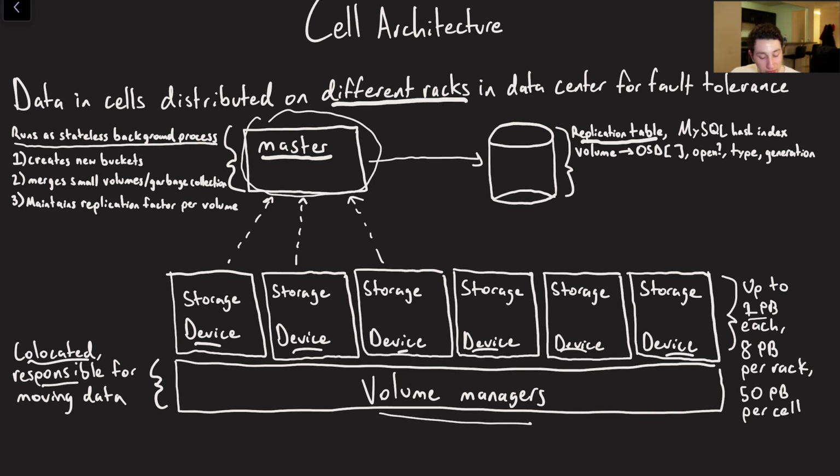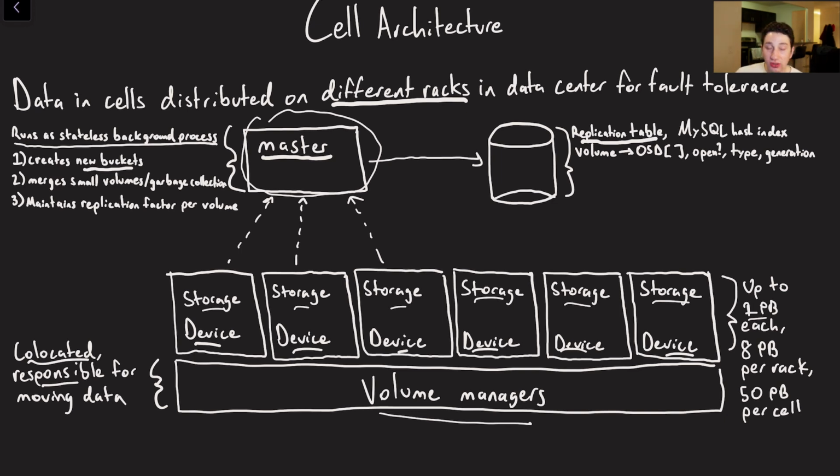So what is the master actually responsible for? Well, the master itself is also a background process. All it's really doing is listening to these storage devices, trying to determine whether or not they're up or down. And it's responsible for a few things. Number one is it creates new buckets, right? So we have a bunch of buckets, we're appending blocks into them, we're storing those blocks within the buckets, and eventually those buckets reach their 1 gigabyte size and become immutable. When that happens, the master is responsible for actually making new buckets.